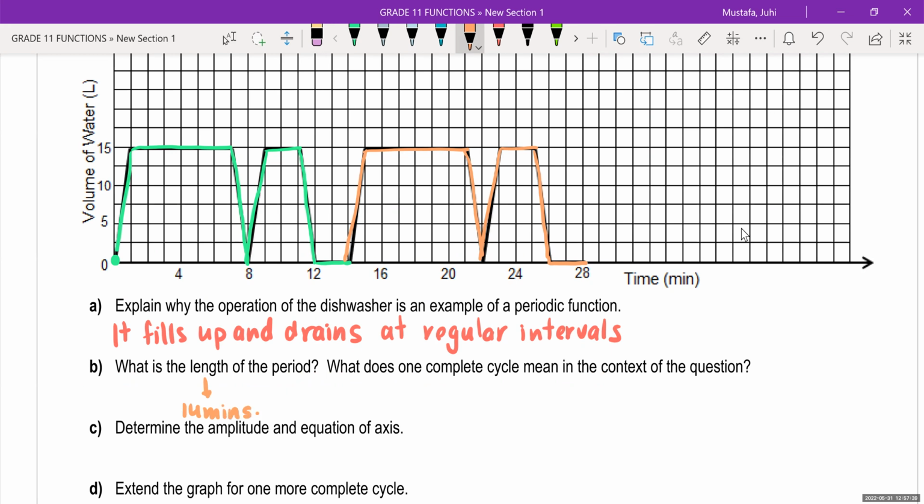What does one complete cycle mean in the context of the question? It just means the dishwasher goes through a cycle, and then you load it and it does it again or something like that. So I would say the dishwasher runs through one cycle.